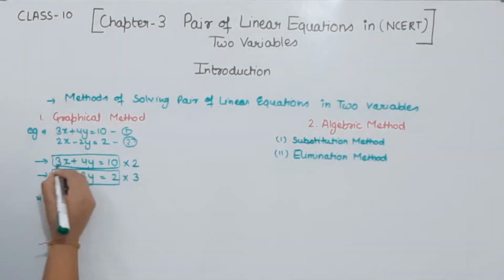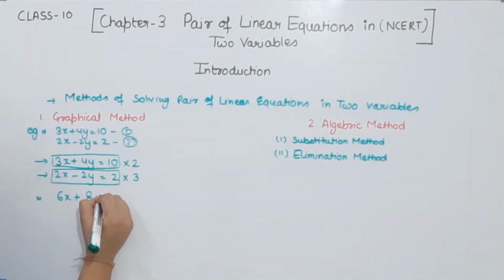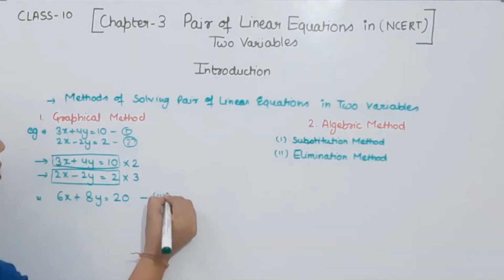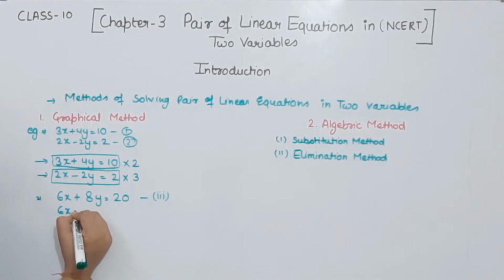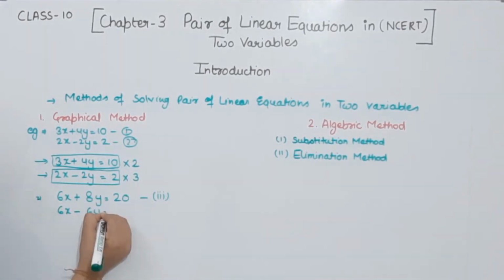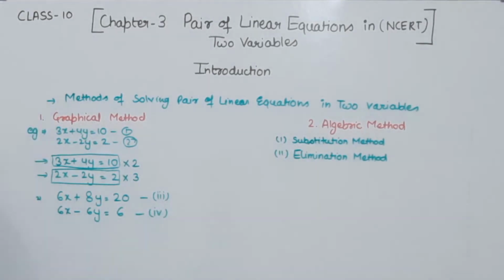So we will have 3 2s are 6x plus 4 2s are 8y and 10 2s are 20. Now this one is equation number 3. Now this one we are having 3 2s are 6x minus 3 2s are 6y and 3 2s are 6. This one is equation number 4. Now the coefficient of x in both cases is equal to each other.